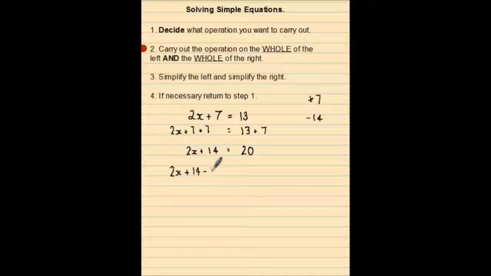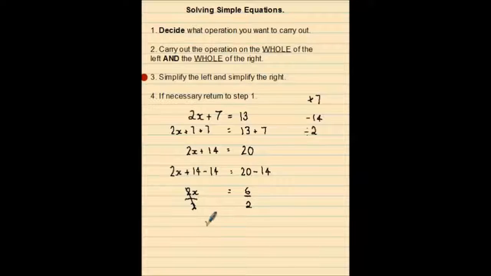On step 2, I'm actually going to carry that out. Now I'm going to simplify. And I end up with this equation. Finally, I decide to divide by 2. So step 2, I'll divide both sides by 2. And again, step 3, I'll simplify to give me x equals 3. And so you can see, even though we didn't always make the best choice in step 1, as long as we always carry out steps 2 and 3 correctly, we'll get there in the end.